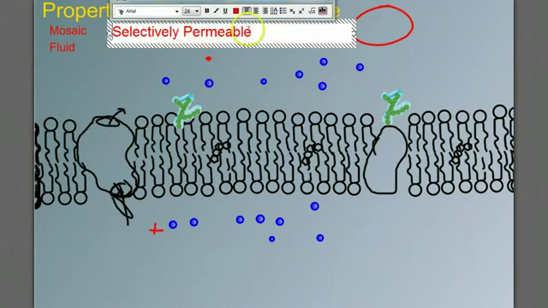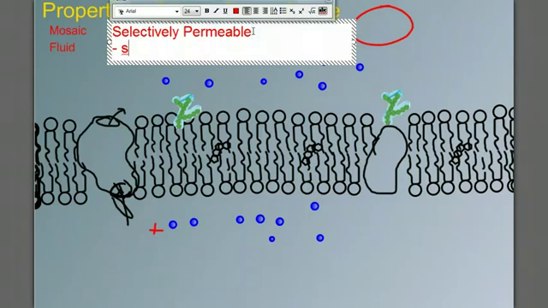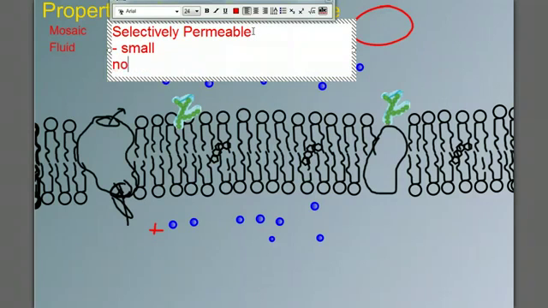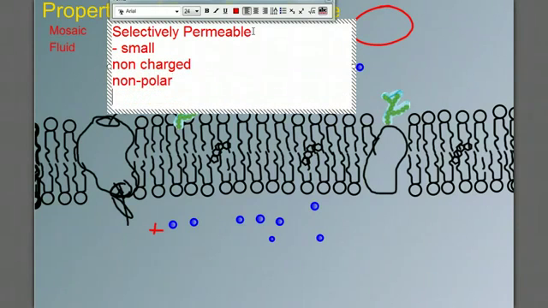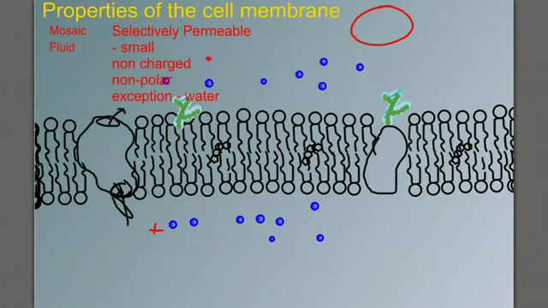So if we were going to make a list of things that could get through the bilipid layer, we'd say that those things would be small, non-charged, and non-polar, with the exception of water. Now that doesn't mean that things that are larger or charged or polar can't get through. They just have a hard time getting through this part, through this cell bilipid layer.